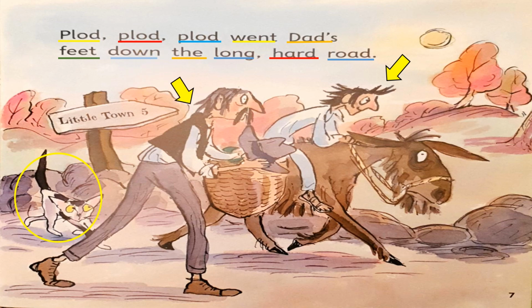Dad got tired from walking on the long, hard road. And look at Colin the donkey. Do you think Colin the donkey is also tired? Yes, Colin is very tired from walking on the long, hard road. Now the sign says that they still need to walk 5 more miles till they reach Little Town.